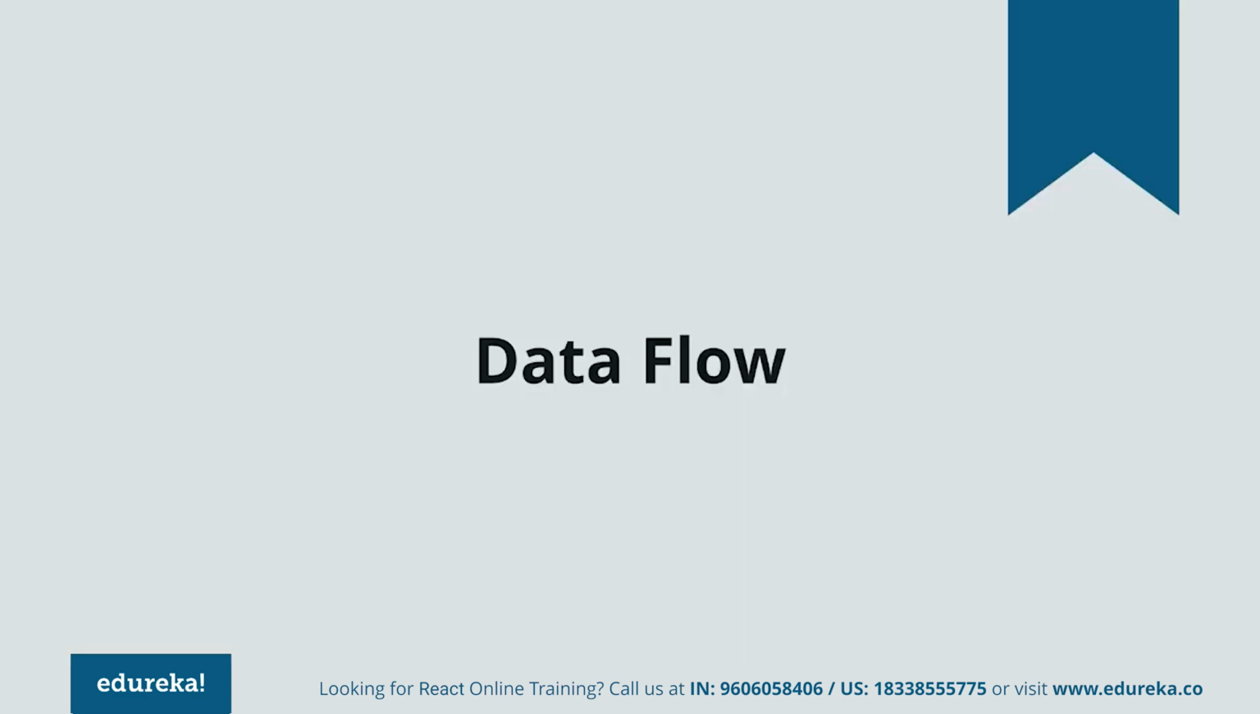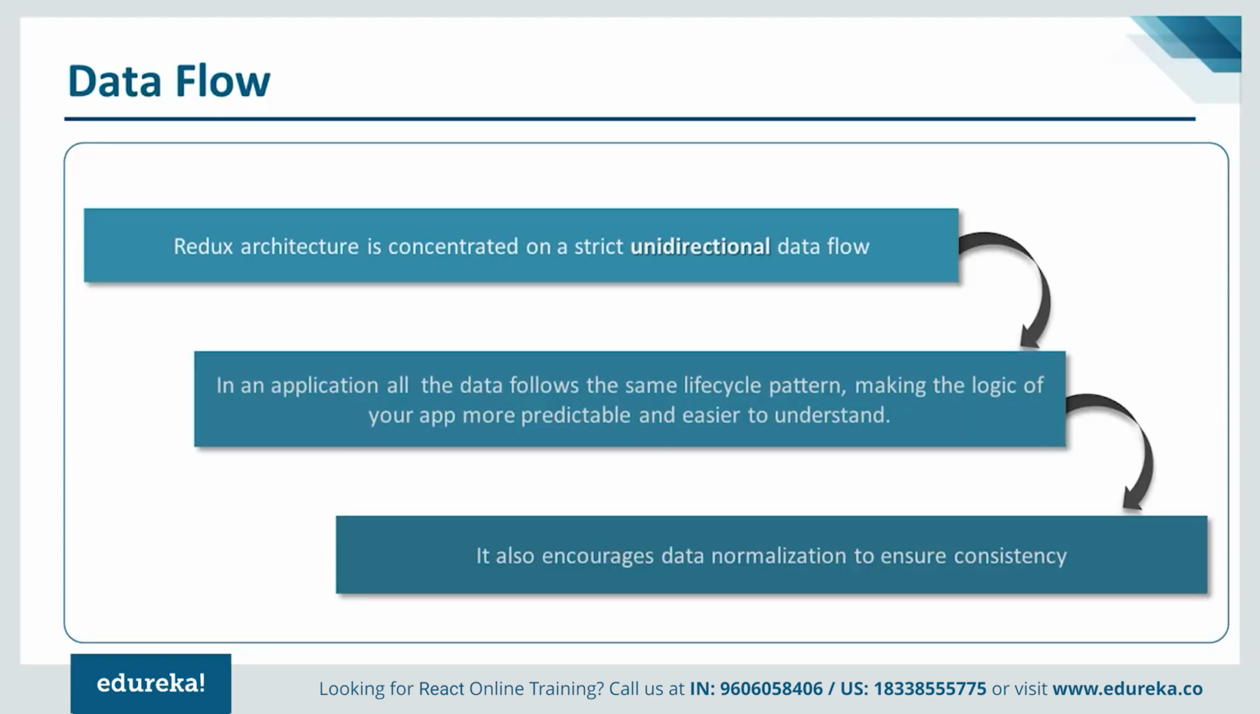Now the data flow. How does data flow happen in Redux? How does data flow from the action till the view part or the application part in Redux? So Redux architecture is concentrated on a strict unidirectional data flow. In an application, all the data follows the same lifecycle pattern. This makes the logic of your application more predictable and easier to understand. At the same time, it also encourages data normalization to ensure consistency. So that is how it works in Redux.